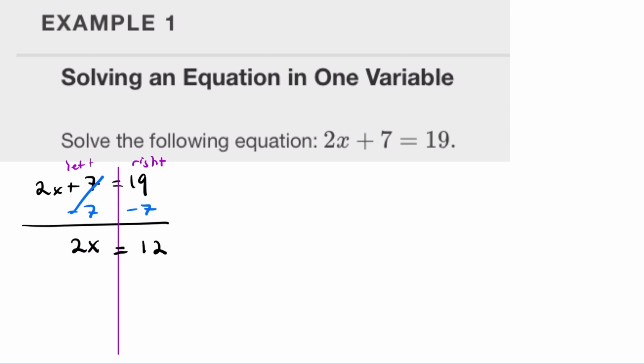Well, if we want to move the 2, and we're saying 2 times x, the inverse of multiplication is division. So we would divide both sides by 2. A number divided by itself is a 1. 1 times anything is itself. So then the x comes down. 12 divided by 2 is what? 6.